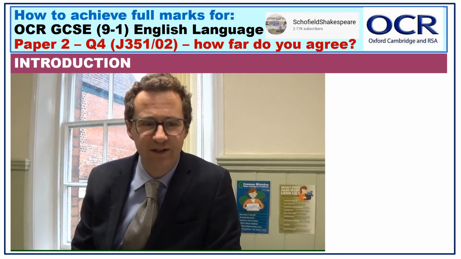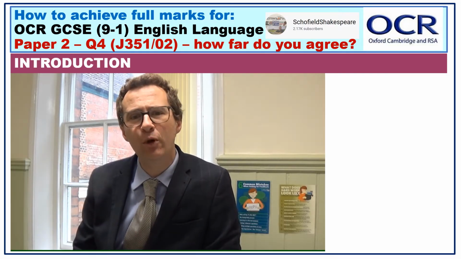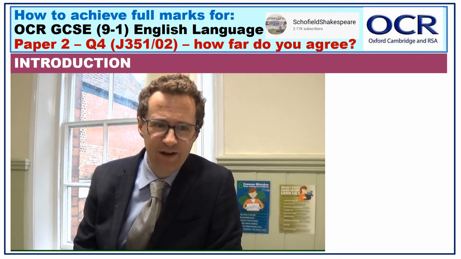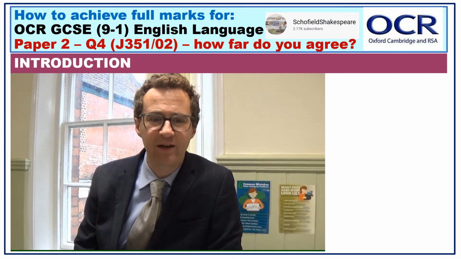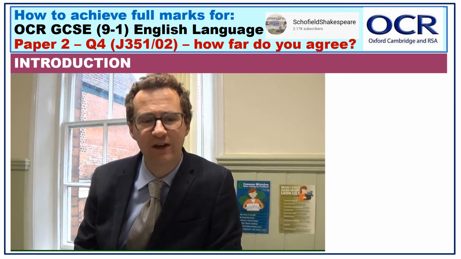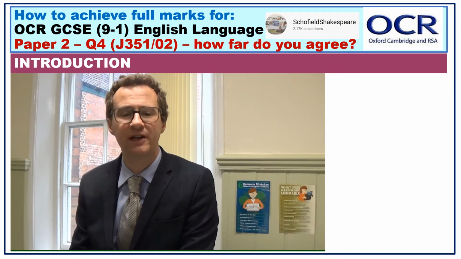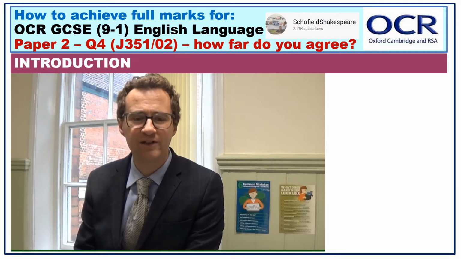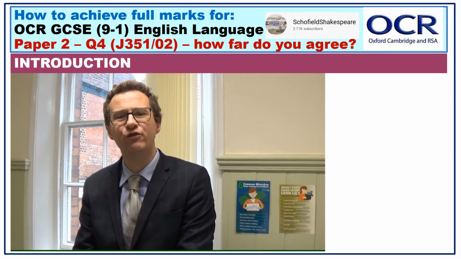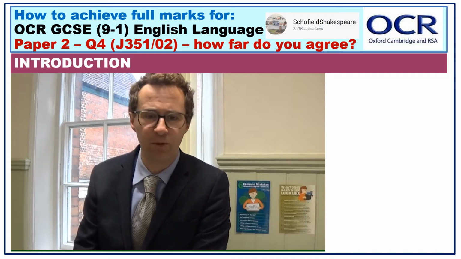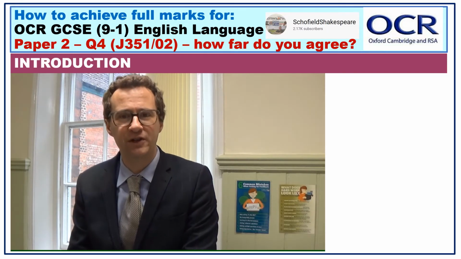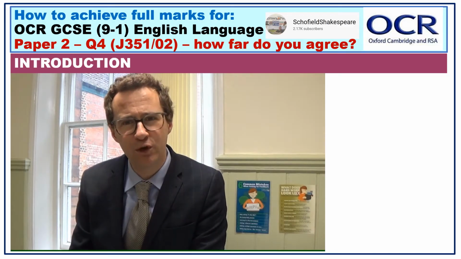I will show you how to annotate this text before giving you the opportunity to write your own response. My model 18 out of 18 response will then appear on screen, and I'll talk you through how it achieves the criteria in the top bands of the mark scheme. Finally, I will share with you the examiner's indicative content and some invaluable comments gleaned from the official OCR Examiner reports before summing things up. Let's get you higher marks for OCR GCSE English Language Paper 2, Question 4.